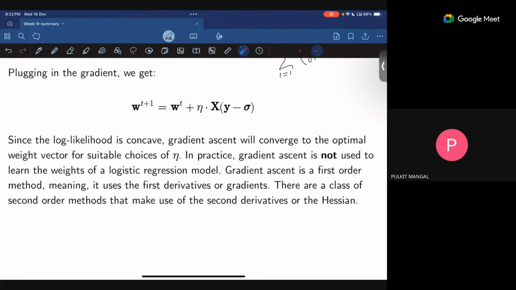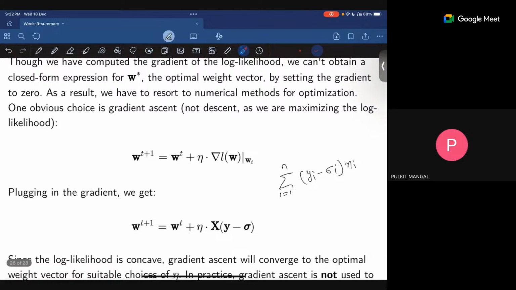Since this log likelihood is concave, gradient ascent will converge to the optimal weight vector for a suitable choice of the learning rate eta. One more thing: in practice, plain gradient descent is not used to learn the weights of the logistic regression model. There are different derivative methods that we use. One such choice is the Hessian, the second derivative. So this was the final point on logistic regression, and that covers week 9.